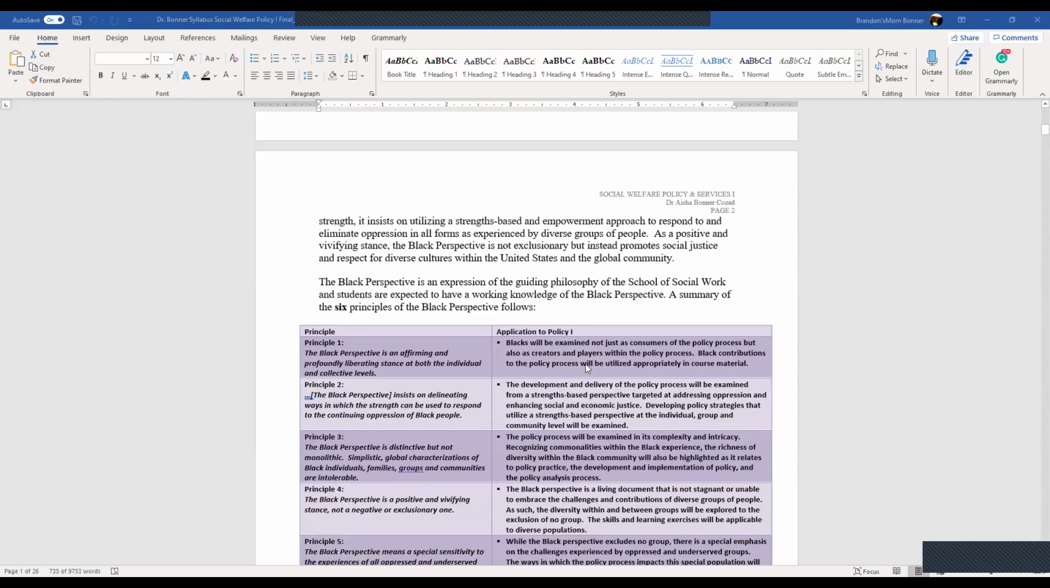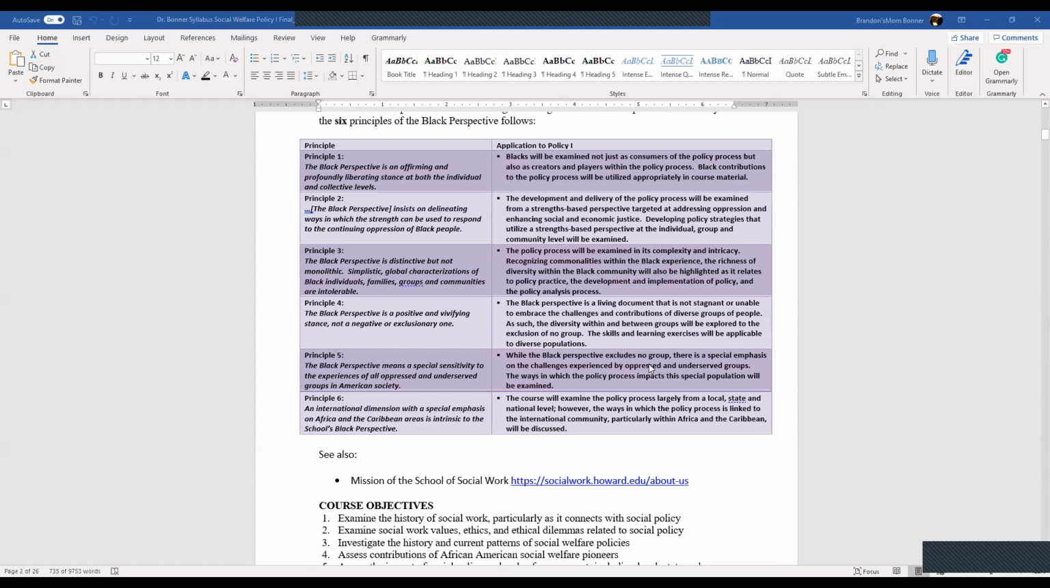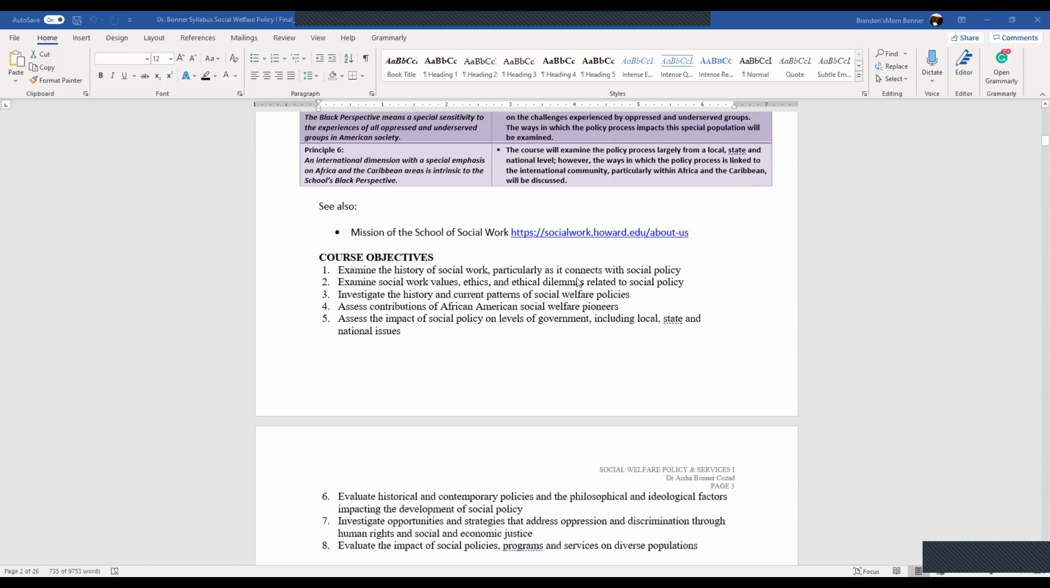There's also a breakout of the Black perspective. I know from the orientation, a number of people mentioned the Black perspective being a reason why they came to Howard, or they were interested because they weren't getting that material elsewhere. So if you haven't seen it before, here's how we look at the principles in relationship to the courses here. You can check out the mission for the School of Social Work here. I'm sure some of you have already seen it.